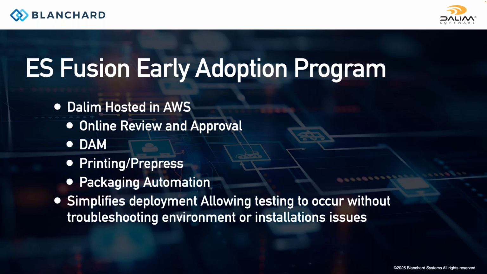So to get all of our hands on the software as quick as possible, what they decided to do is create an early adoption program. This is where Dalim will be hosting that Fusion instance. There'll be different variants of it: online review and approval, the simplest; DAM; printing prepress, so you'll actually have flat plan functions using the legacy ES flat plan inside of Fusion; as well as packaging automation. Again, this simplifies the deployment and gets people's hands on it quickly so that the product can be troubleshot and tested without worrying about the environmental pieces or the infrastructure behind it.